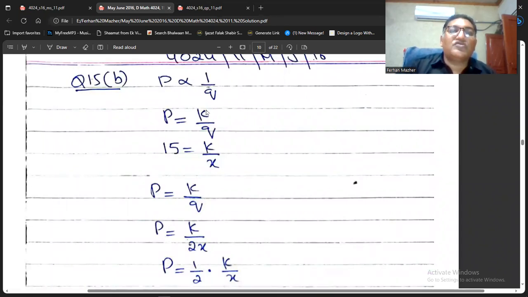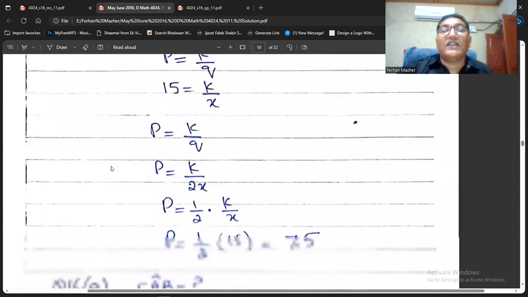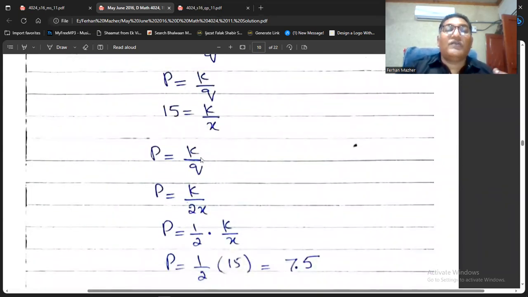So P will be equal to K by Q. P is 15 for K, and the Q, suppose it is X. Then the question is, if the Q value becomes double, it becomes 2X. So when the Q is 2X, P is equal to K by 2X. So take 1 by 2 aside, K by X. K by X is equal to 15.